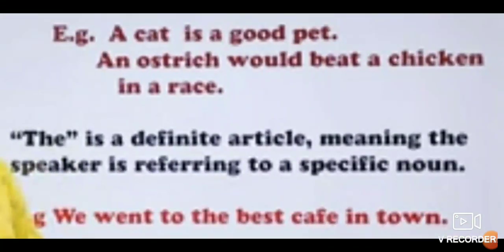Now see, a cat is a good pet. Here a is an article. An ostrich would beat a chicken in a race. Here an is again an article. The is the definite article, meaning the speaker is referring to a specific noun. Why? Because it's referring to a specific noun. We went to the best cafe in town. Here, the best cafe, we are referring to a definite thing. So it is a definite article.